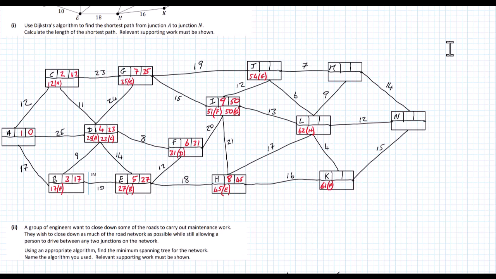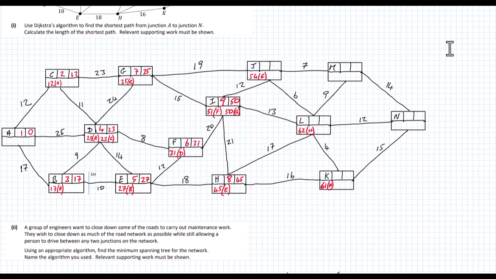So from I we can go up this direction, so that's 50, 62, so that's bigger than 54, so I'm not going to include that. We can go down along this direction here, that's 50, 63, again that's bigger than 62, so I'm not going to use that. And we can't go in any other direction. So that's it.